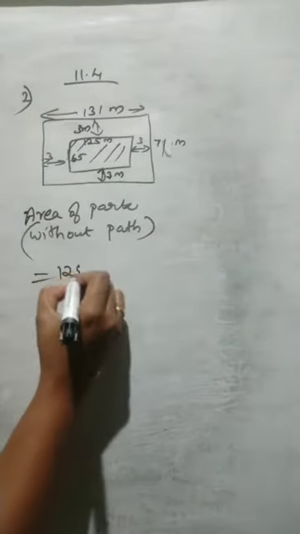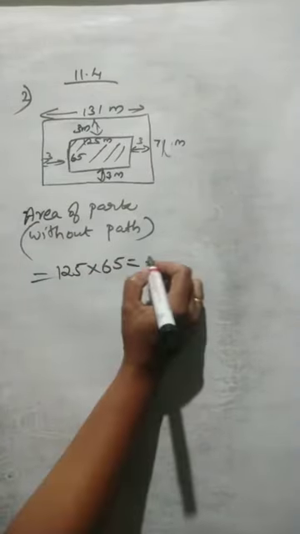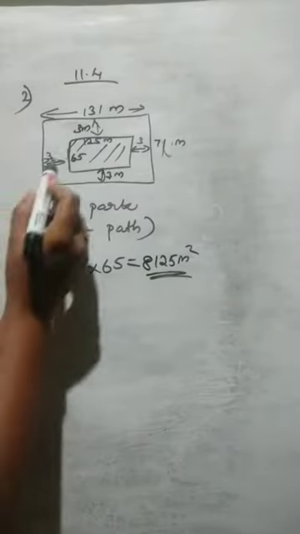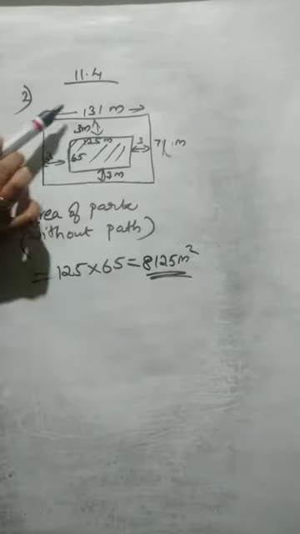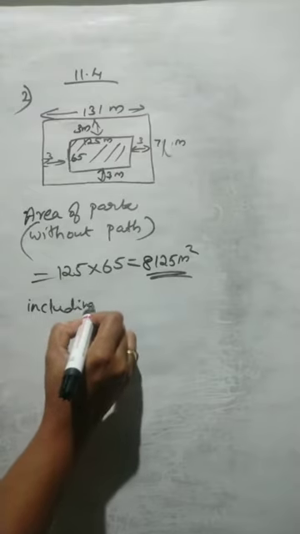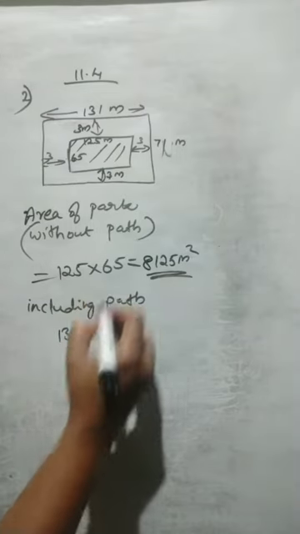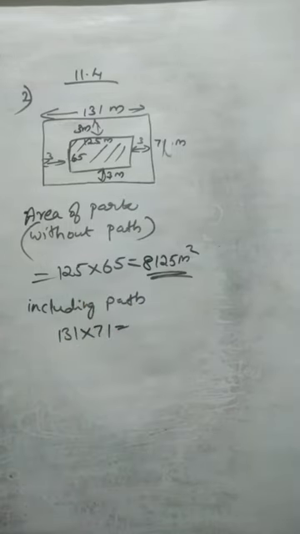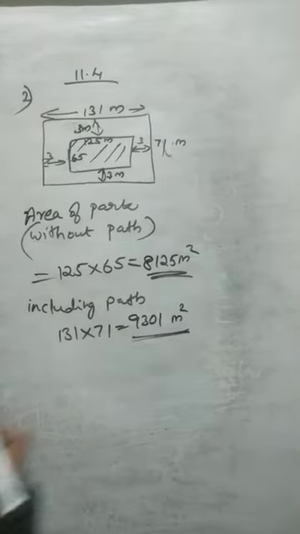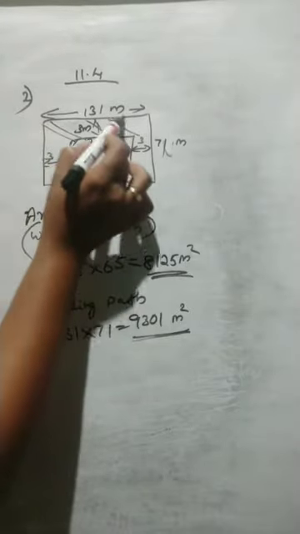So, 125 multiplied by 65 is equal to 8125 meters square. Okay. Then, including path, the length will be 131. Then, 131 multiplied by 71. The answer is 9301 meters square. Clear? Then we have to find the area of this path.